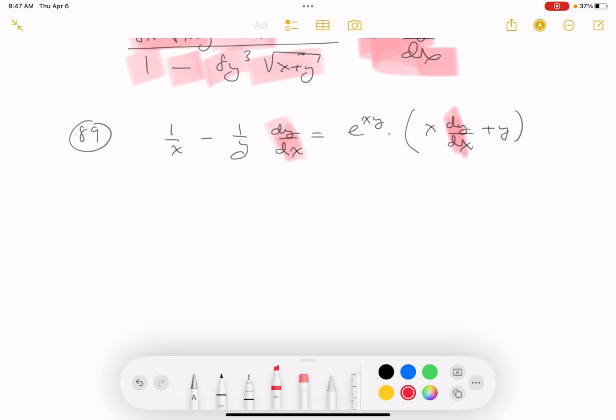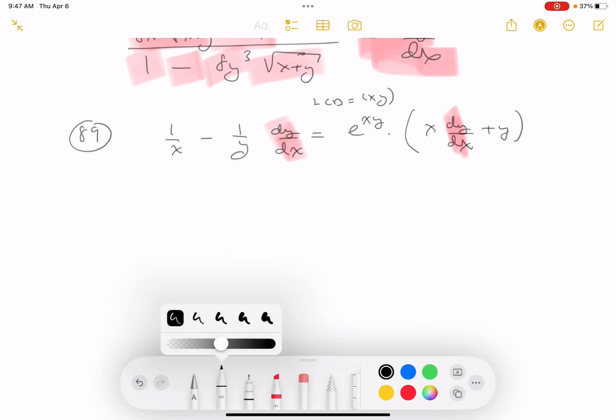The one thing that disturbs me about the problem initially is that I'm seeing fractions. So I'm going to multiply both sides by the LCD. And the LCD is just simply x times y. So let's write that down. And it should be easy to do. And what are you going to get there?